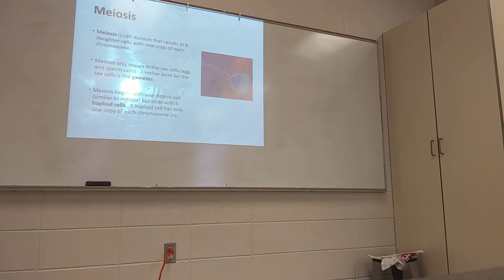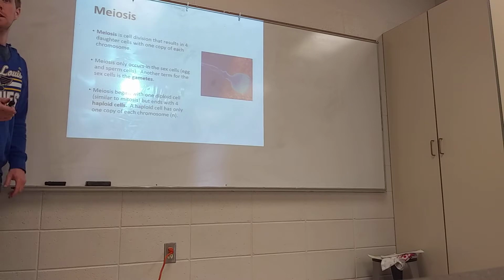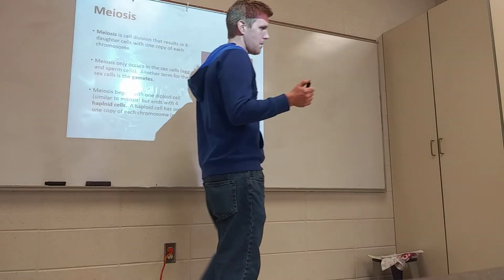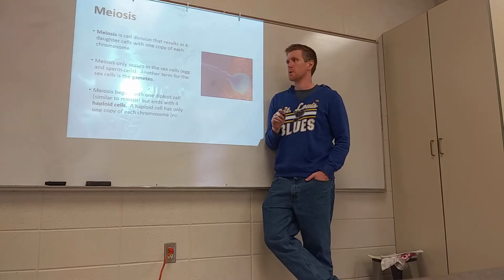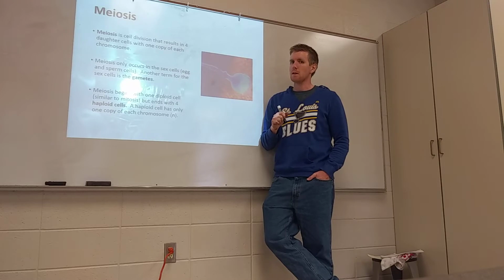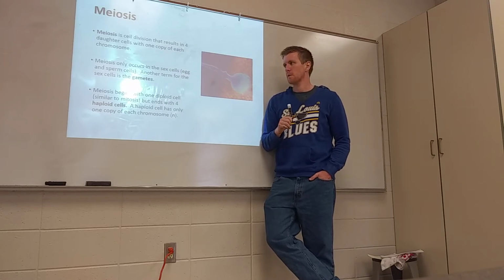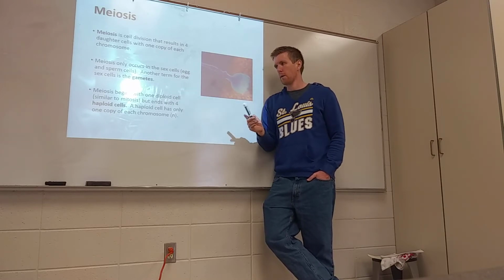All right, welcome back. We're going to do the second half of the cell division lecture here. So, meiosis is the other type of cell division. Meiosis occurs only in organisms that use sexual reproduction. It is cell division that produces the gametes, right? The egg and sperm cells. Make sure you're aware of that word.